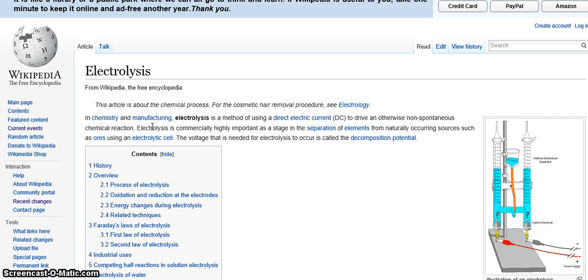So when people online want to tell you that you think the sun is electrochemical, not a fusion reactor, you can show them this. Electrolysis is commercially highly important as a stage in the separation of elements from naturally occurring sources such as ores using an electrolytic cell. The voltage that is needed for electrolysis to occur is called decomposition potential. Now this has enormous impact on our interpretations for solar behavior.